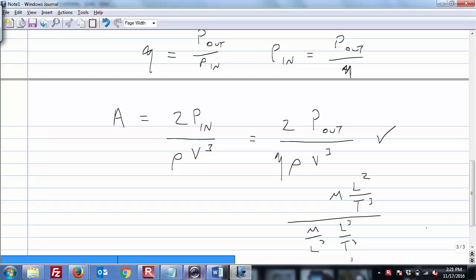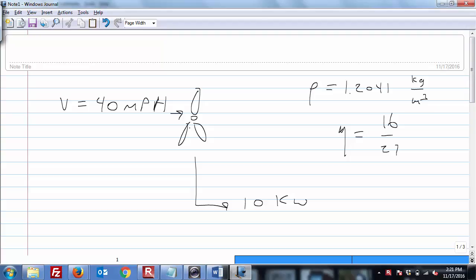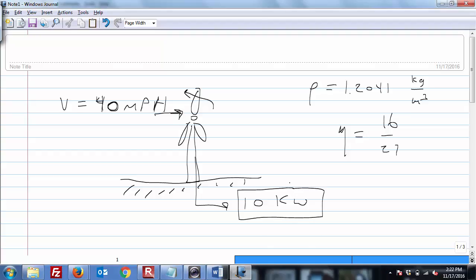The question asks if we're given a wind speed. So here's the Hellgate turbine sitting here. This is ground level right here. I said the wind is blowing at 40 miles per hour, 40 mph, right through the turbine. The turbine is spinning. And I've told you that there's 10 kilowatts of electricity coming out through the copper wire underground. I've given you the air density, rho of 1.2041 kilograms per cubic meter.